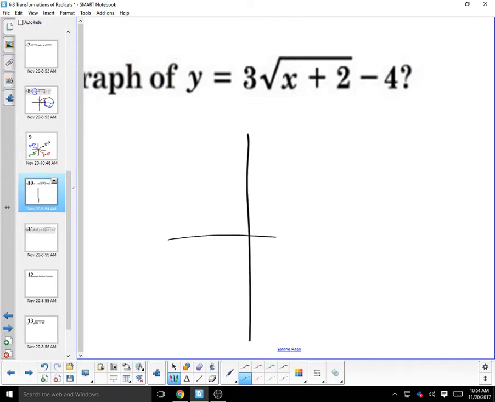What's my function going to do? Negative 2. It's going to go down. That's kind of redundant, isn't it? Hold on. Try it again.